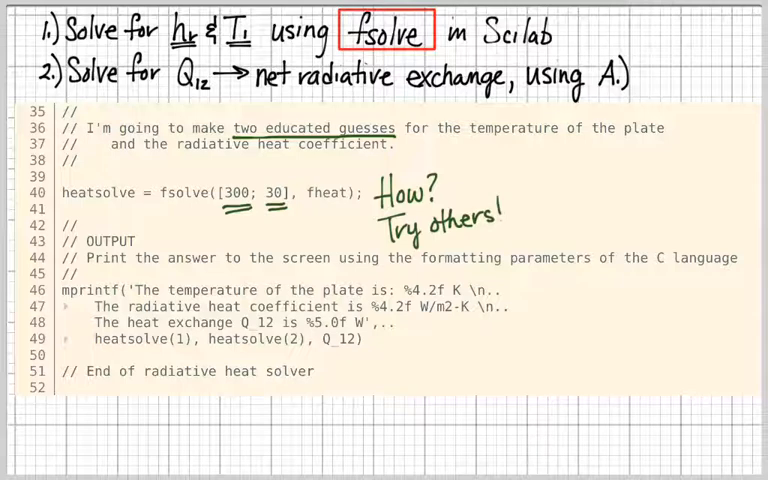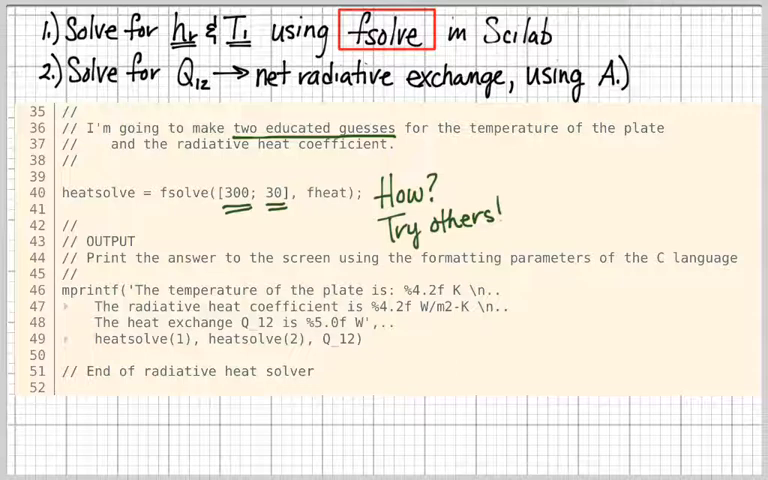I'm going to make two educated guesses for fsolve. And they are going to be 300 Kelvin and a radiative heat transfer coefficient of 30. I'm using the F-heat function to solve for that. The output is going to be heat solve. So again, this is some general coding strategy. I encourage you to just use it as a template and modify from there for parametric equation solving.